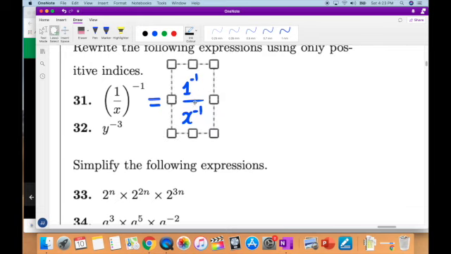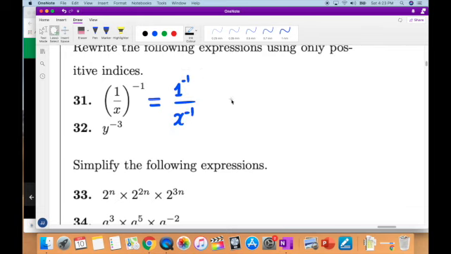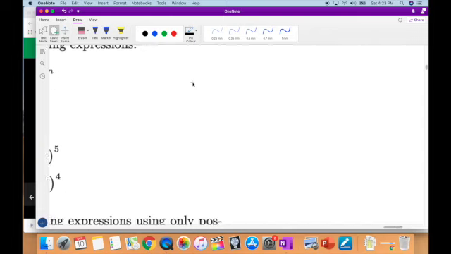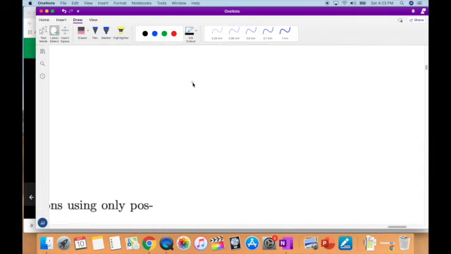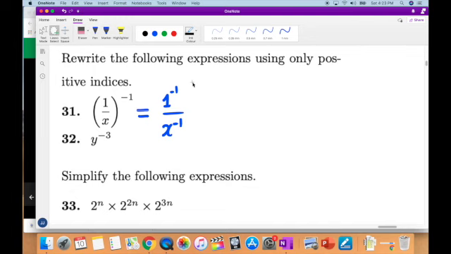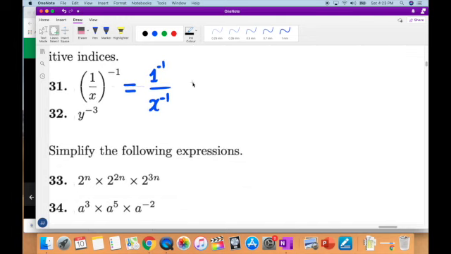Do you remember the rule that says this? Shazay, you remember the rule that says this? So 1 to any power is just 1, right? So 1 squared is 1, 1 cubed is 1, 1 to the power of 0 is 1, 1 to the power of negative 1. So 1 to any power is just 1.